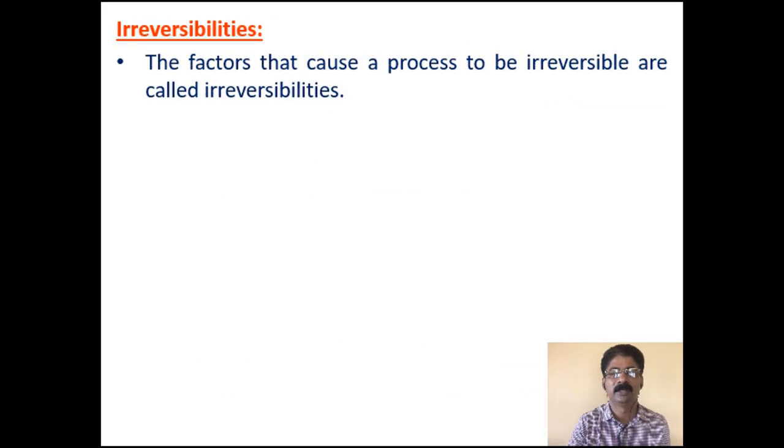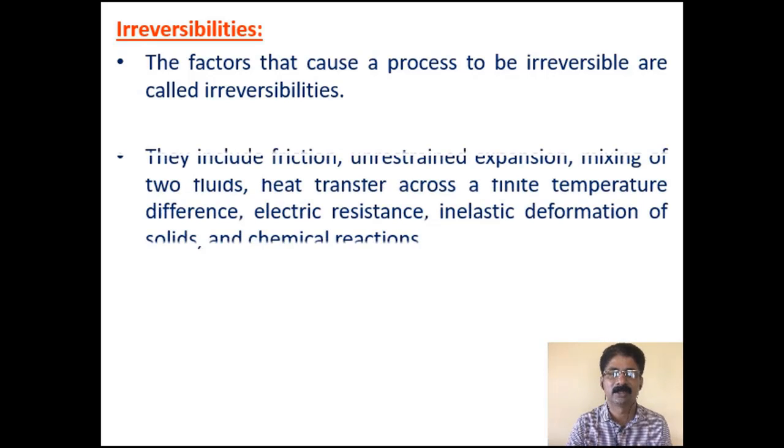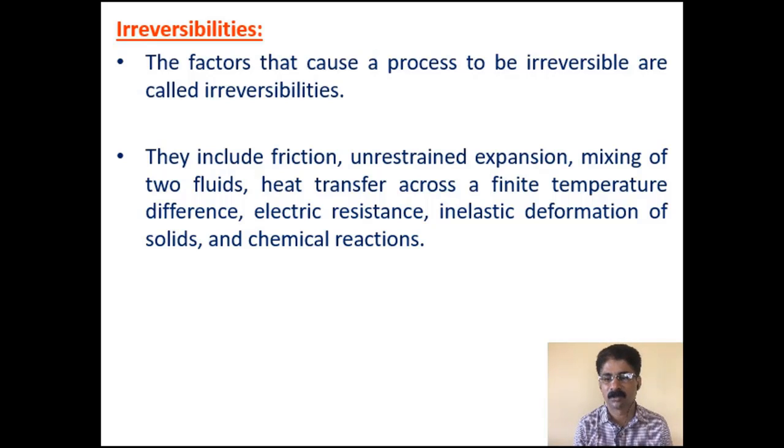Irreversibilities: the factors that cause a process to be irreversible are called irreversibilities. Meaning, what are the factors which affect reversibility or which cause irreversibility in a process? They are called irreversibilities. They include friction, unrestrained expansion, mixing of two fluids, heat transfer across a finite temperature difference, electrical resistance, inelastic deformation of solids and chemical reactions. All these lead to irreversibilities, that means they make the process irreversible.